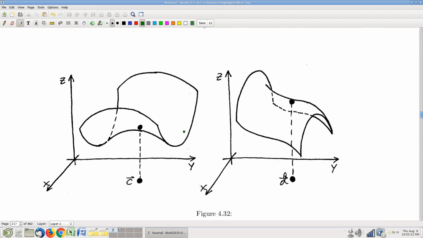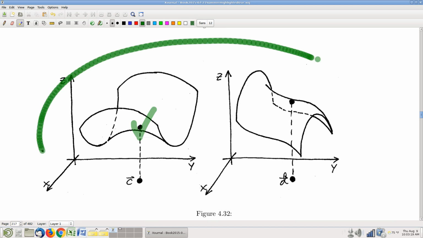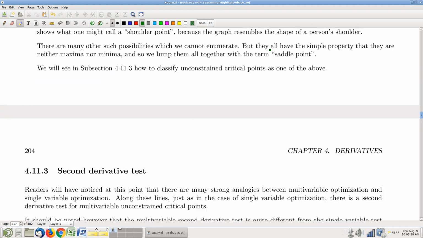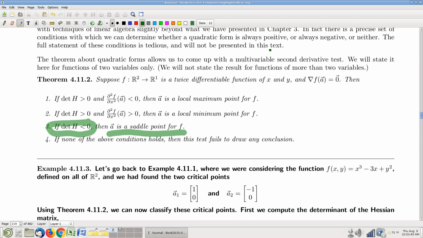By the way, just a terminology thing, the term saddle point is used specifically for the one that looks like a saddle, but it's also used as an all-encompassing term for all of these other non-extrema. Shoulder points, monkey saddles. It's a generic term, and there's an infinitude of different wacky, weird critical points that you can draw pictures of. So they're all lumped into this term saddle point. So this does not tell you what kind of a saddle point. It just tells you, look, it's not a max and it's not a min.